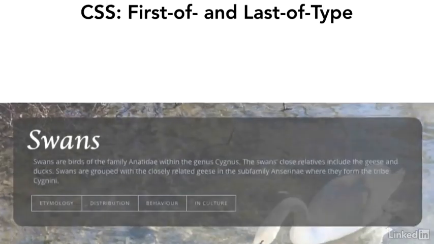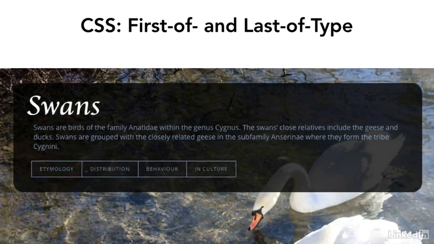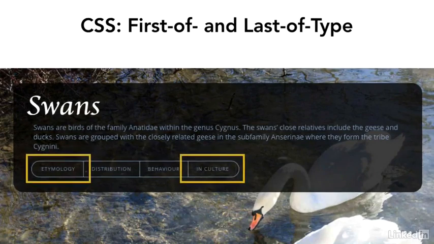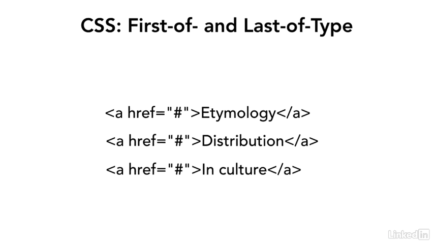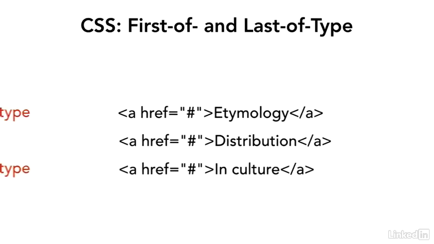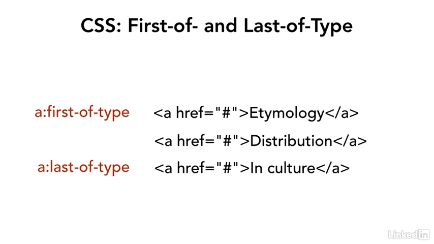Hi, this is Chris Converse, and in this episode we're going to make use of the first of type and last of type properties in CSS. This allows us to select and style specific instances of elements within a parent. And this is a great technique for styling the beginning and ending of a string of items, such as links, which is what we're going to be doing in this episode.